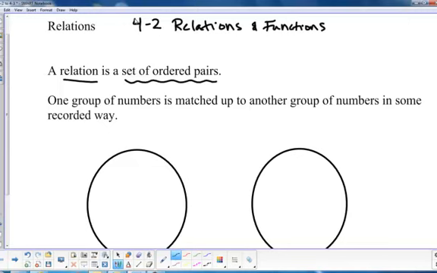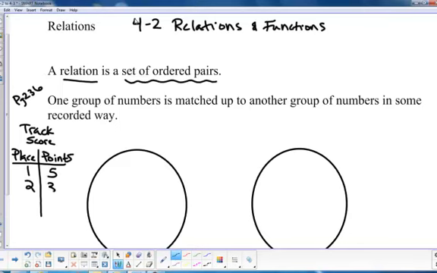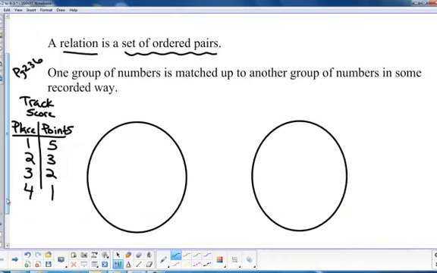If you have a set of data, say track scores, and then the place that they scored and the points that they got, and this is actually out of your book on page 236. The ordered pairs are first place is 5 points, second place is 3 points, third place is 2 points, and fourth place is 1 point. This right here, when you have two circles, is called a map.